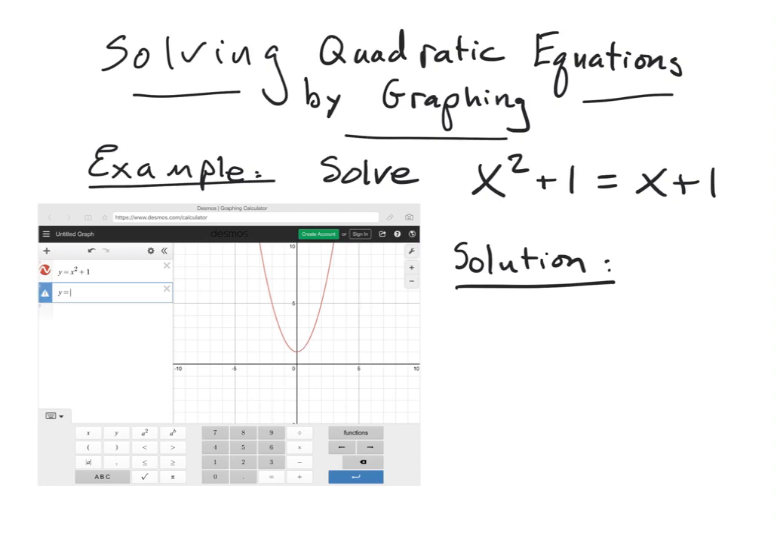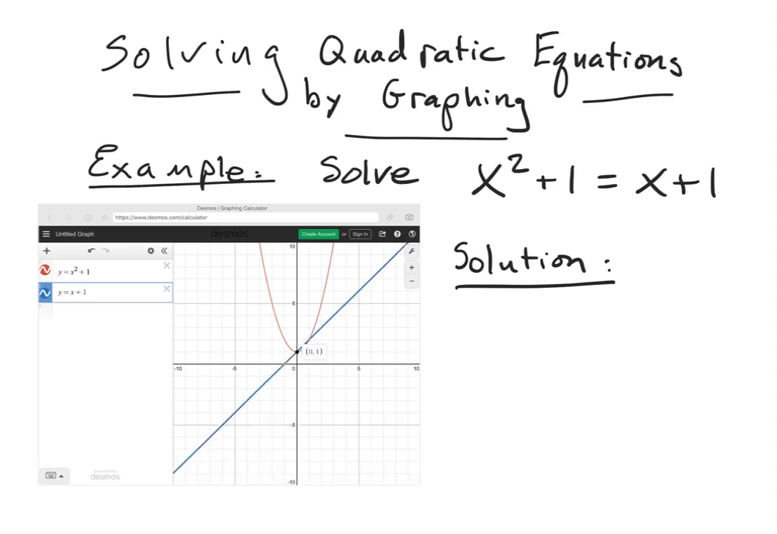And then we'll just type in y equals x plus 1. And then we should see two solution points. The first solution point appears to be 0, 1. The second solution point is at 1, 2.